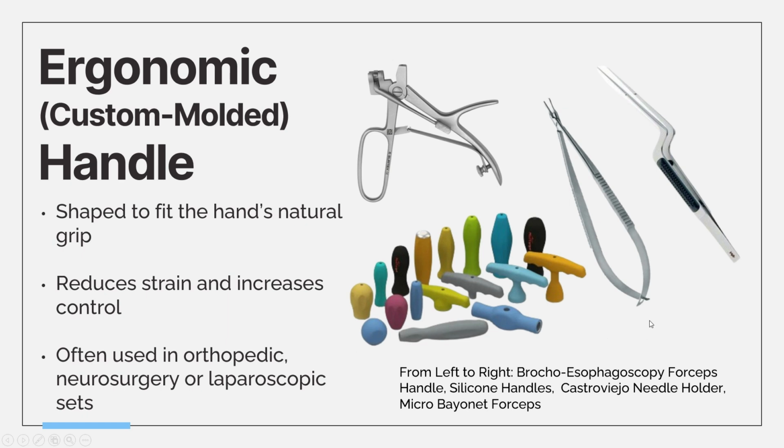And then we have the Castroviejo needle holder. It's just a smaller version of a regular needle holder. This one here would typically be 4 inches or shorter, and it's used in ophthalmic surgery or surgeries on the eyes. And the micro-bayonet forceps are used for neurosurgery.